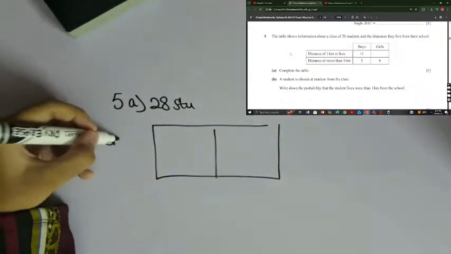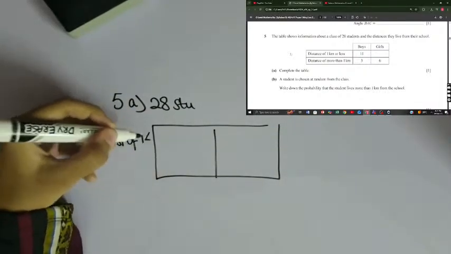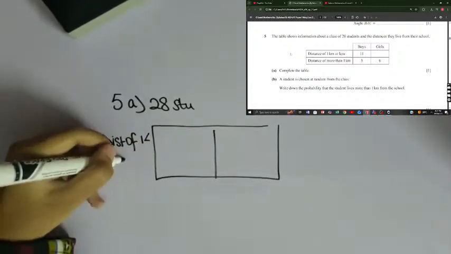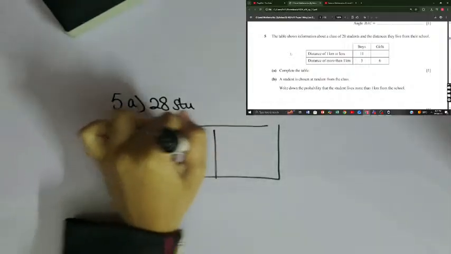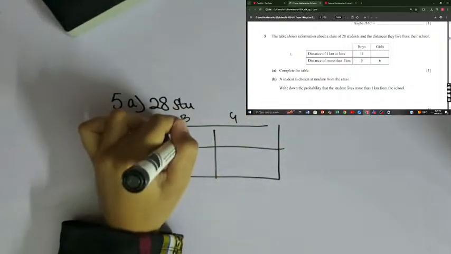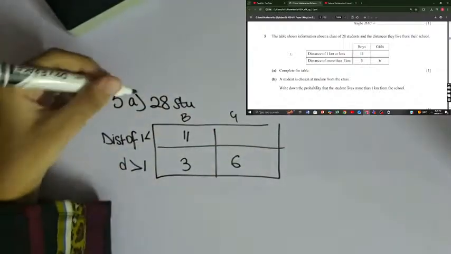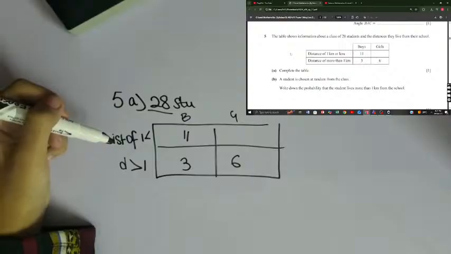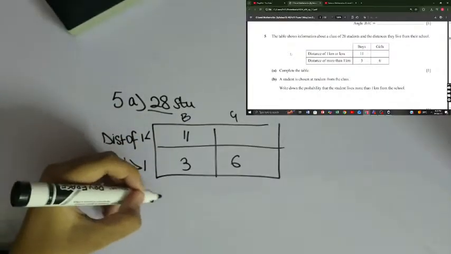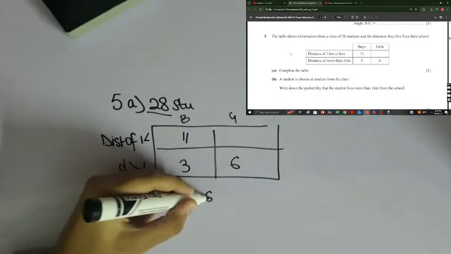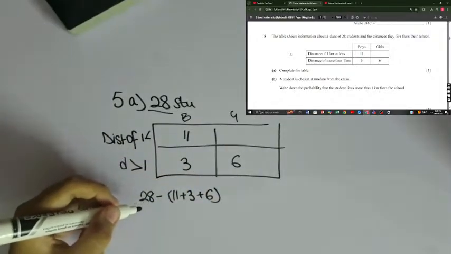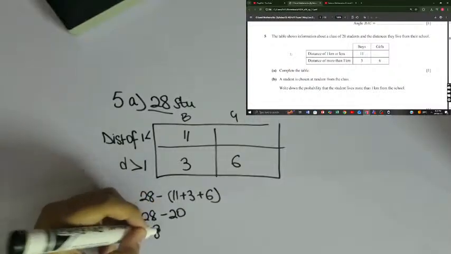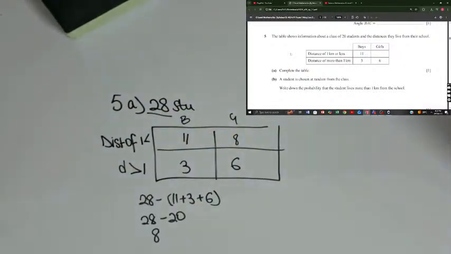They basically said distance of 1 kilometer or less and distance of more than 1 kilometer. They've given us that the total number of students is 28, so it's quite simple as to what the number of girls who have a distance of 1 kilometer or less would be. So 28 minus 11 plus 3 plus 6. So 28 minus 11 plus 3 plus 6 is basically 28 minus 20, and that is 8. So the number of girls who travel 1 kilometer or less is 8.